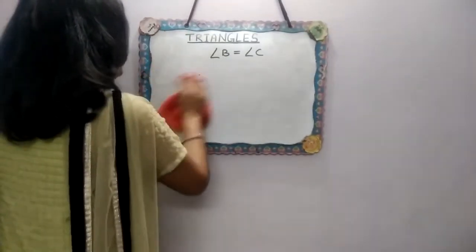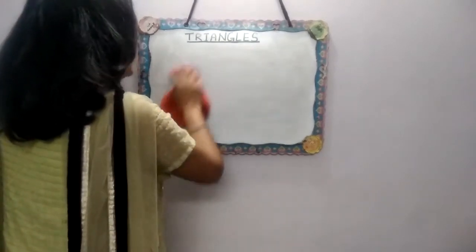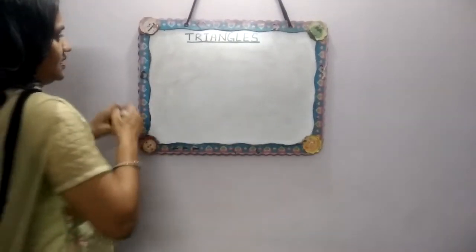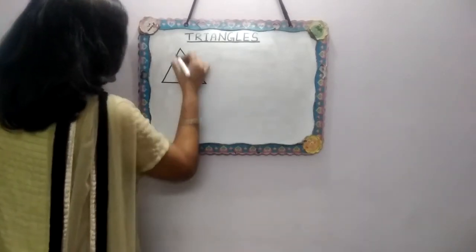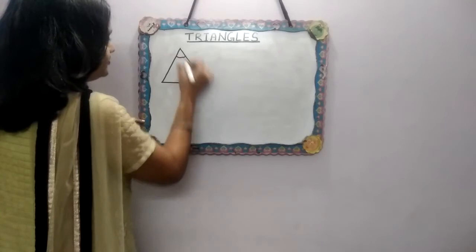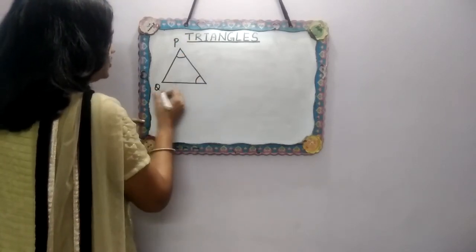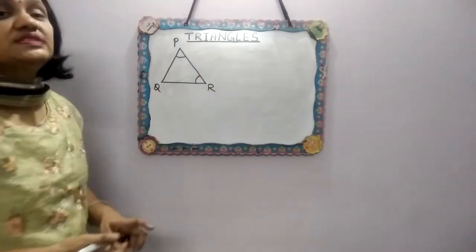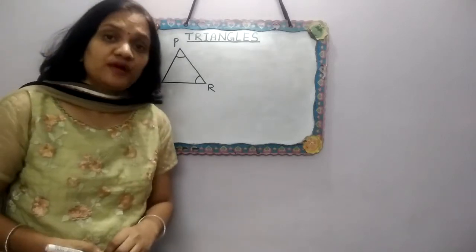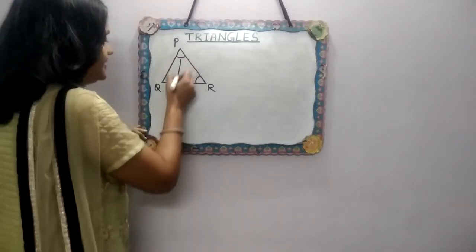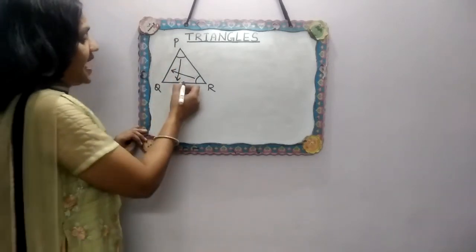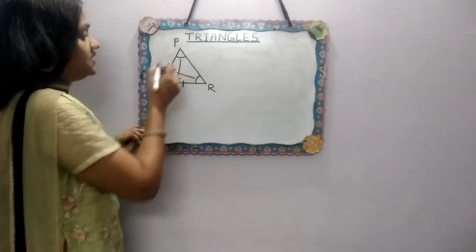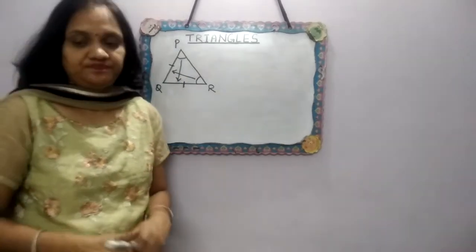Now let's talk about the converse of this theorem. If two angles of a triangle are equal, which two sides will be equal? If two angles of a triangle are equal, then the sides opposite to them will also be equal, and so QR will be equal to PQ.